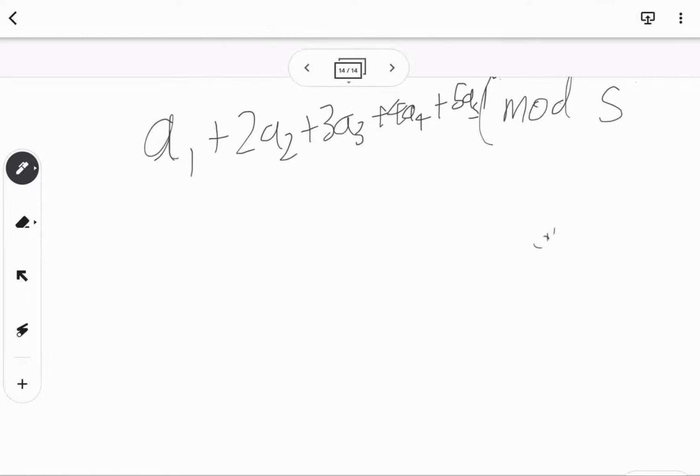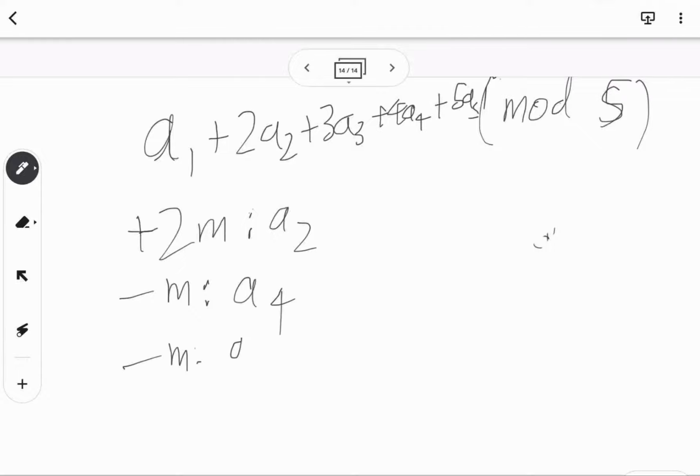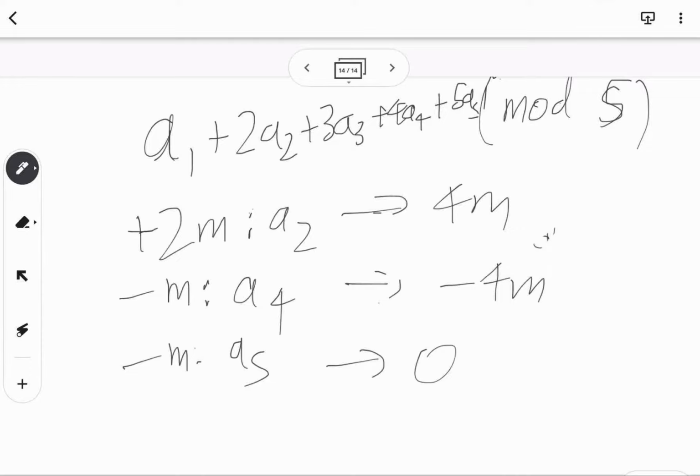So why don't we show that this actually works? If you add 2m to A2, minus m to A4, and minus m to A5, then the coefficient of A2 is 2, so the invariant becomes plus 4m. The coefficient of A4 is 4, so this becomes minus 4m. And the coefficient of A5 is 5, so it's basically 0 mod 5. So in total, the invariant would change by 0. No matter how you make moves, the invariant stays the same mod 5.